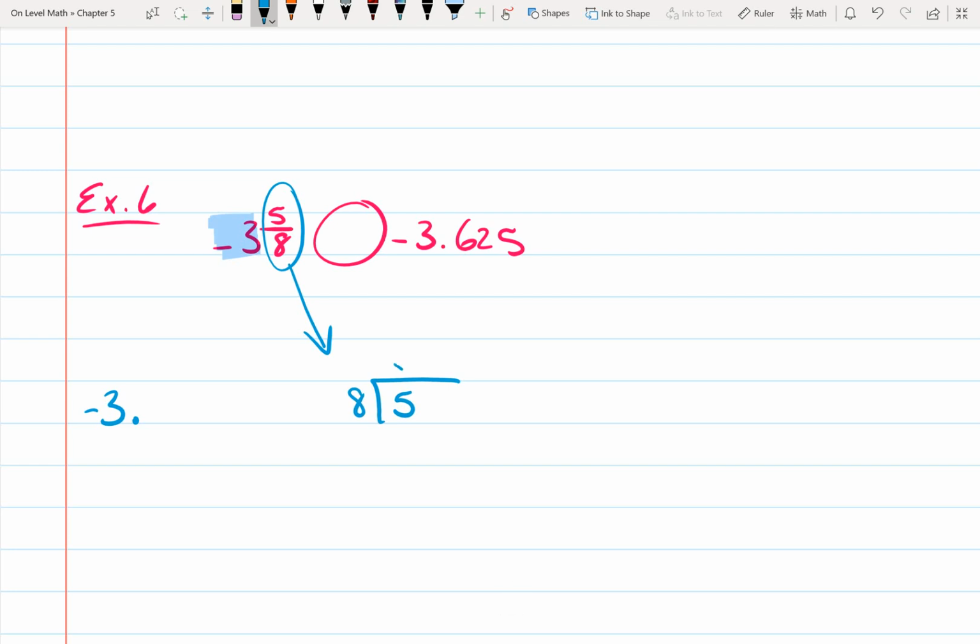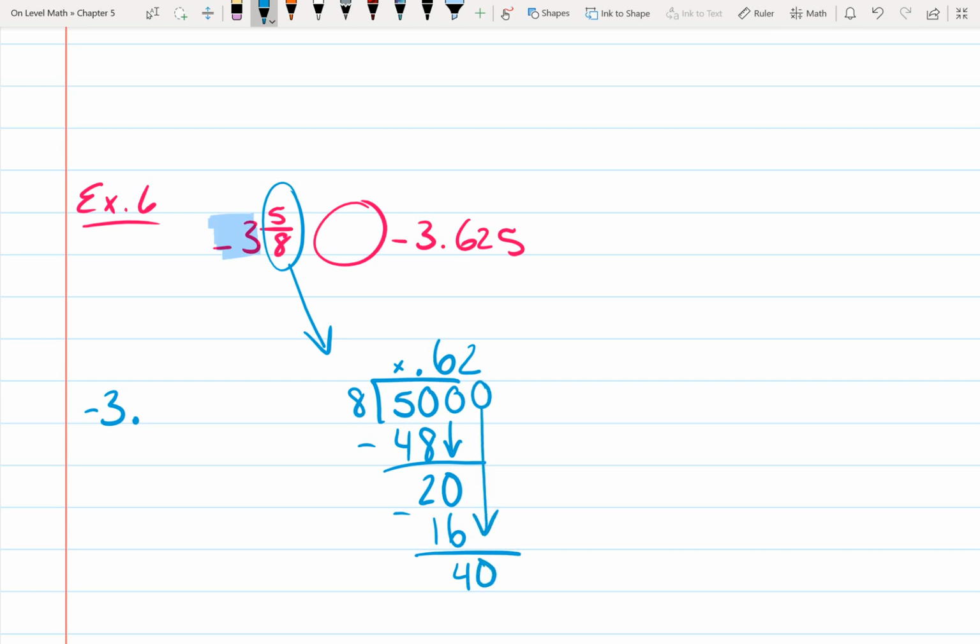Can 8 go into 5? Nope. So we add a decimal, add a 0. Can 8 go into 50? Yes. 6 times, right? To get 48. Subtract, we get 2. Add a 0, bring it down. Can 8 go into 20? Yes. Twice, right? To get 16. 20 minus 16 is 4. Add a 0, bring it down. 8 does go into 40 5 times exactly.